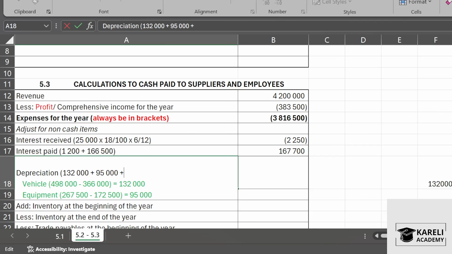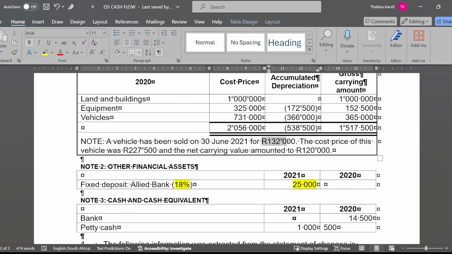And then back to the question paper. And then we learn again that a vehicle has been sold on the 30th of June. That vehicle was sold for 132,000. We are going to need this amount. This is the selling price. We are going to need it. It was sold for 132,000.